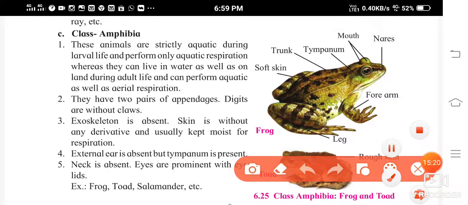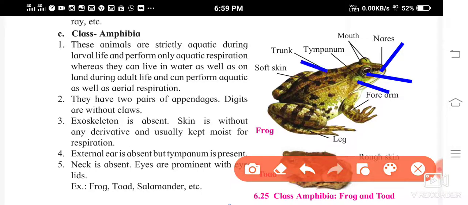Now see, these are the nares, just like the nose. Then you can see a mouth. Then there are the eyes, covered with an eyelid, which means it has an eyelid also. Then there is a tympanum here. The external ear is absent, but the tympanum is present.